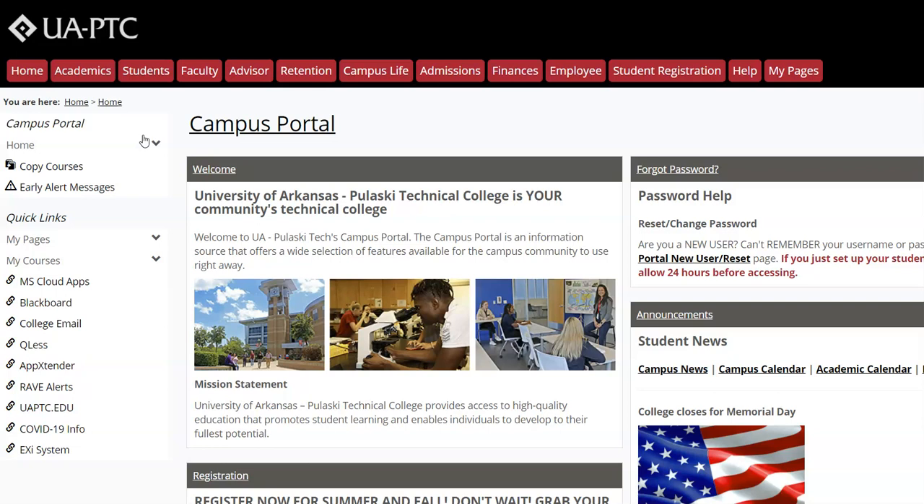There's a few things I want to show you when you get logged into your portal account, your UAPTC portal, that will really help you out. So the first thing you want to do is go to your Blackboard. Once you get into your Blackboard, you want to find the Technical Math class.